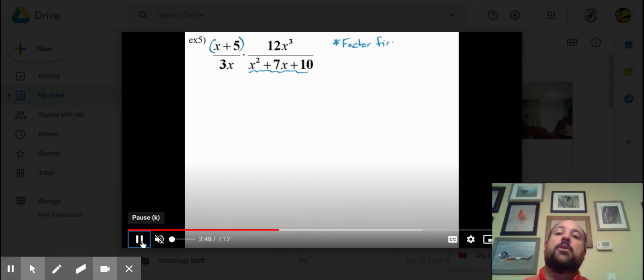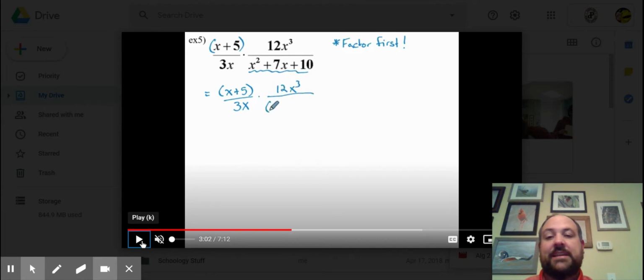That's because we have to recall from last week, before we simplify, we want to make sure that we factor first. So the x plus 5 and the 3x, I can't simplify anything there. The 12x cubed is fine. It's the x squared plus 7x plus 10 that we need to factor. In this case, quadratic trinomial means that we're going to factor that using reverse FOIL so that we get (x plus 5) times (x plus 2).